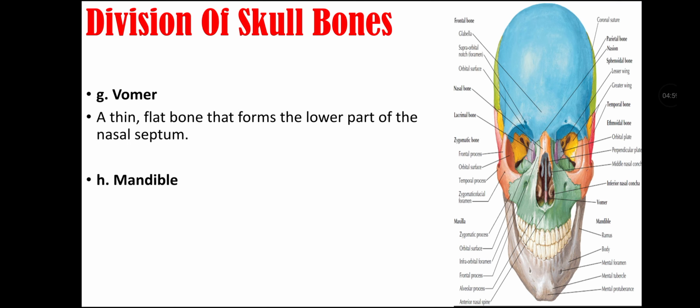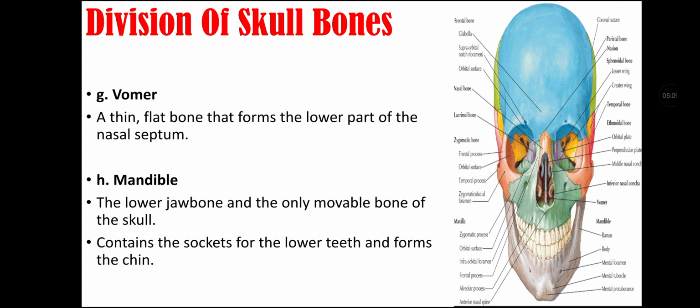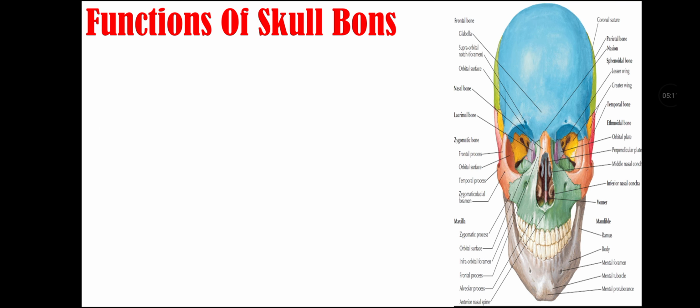Next, we have is mandible, that is also the unpaired bone. That means there will be one mandible in every skull. It is the lower jawbone and the only movable bone of the skull. It contains a socket for lower teeth and forms the chin.